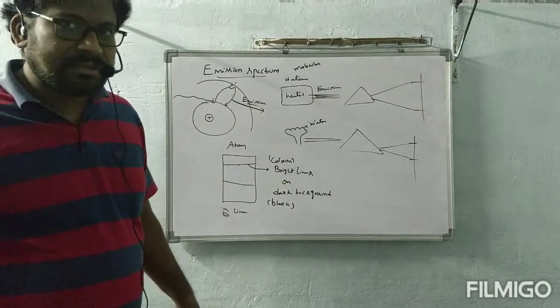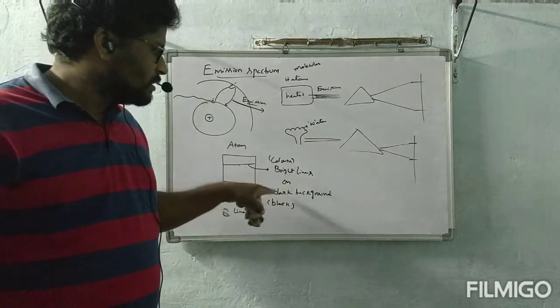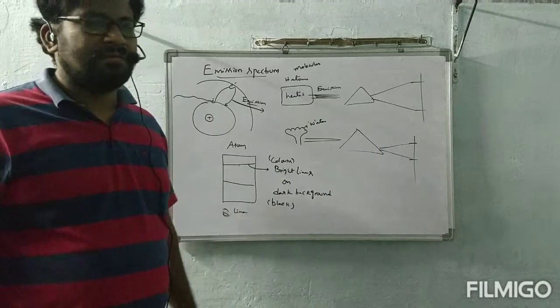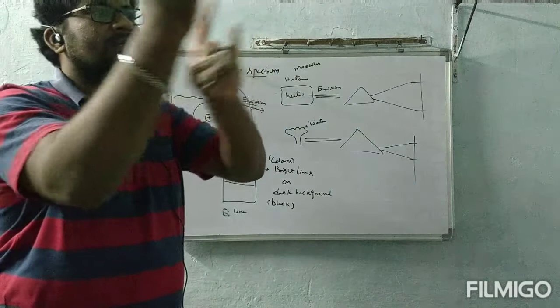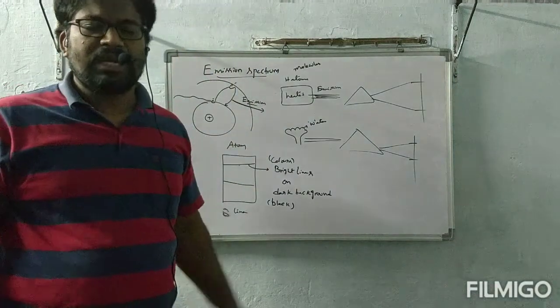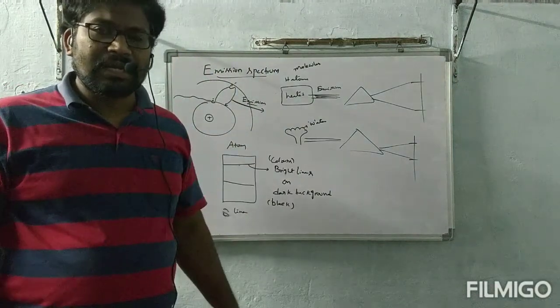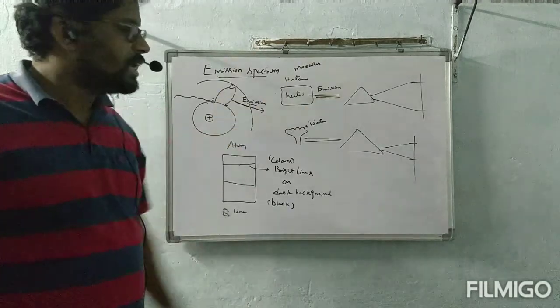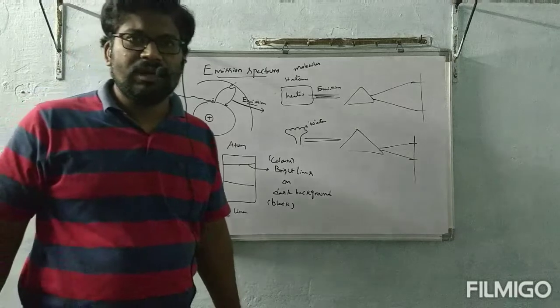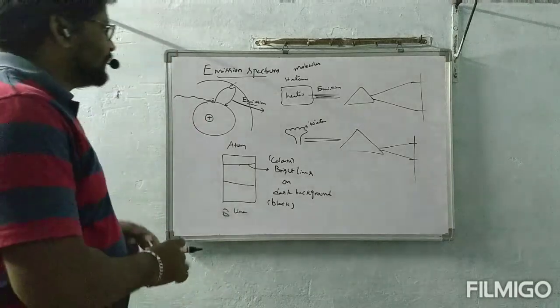Coming to bands, bright bands on dark background, same thing. The background is black, and on that colors will appear as colored lines. Colored lines on black background. This is about emission spectrum. Now I will go through absorption spectrum.